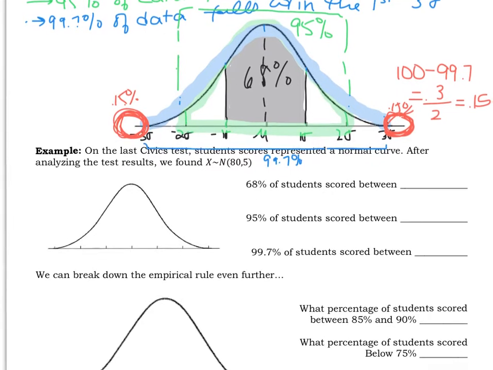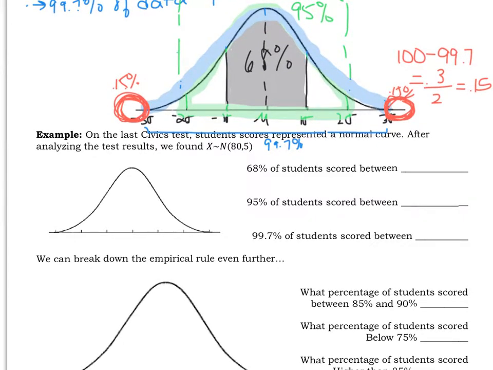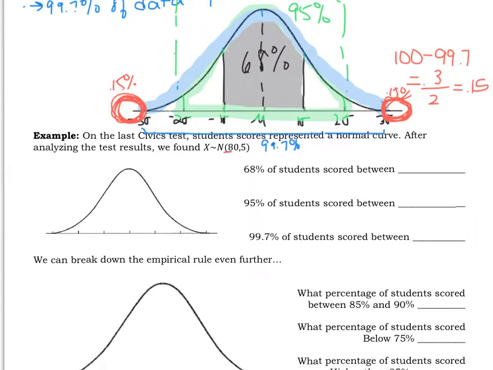So let's check this example. On the last civics test, student scores represented a normal curve. After analyzing the test results, we found that X is approximately normal with a mean of 80 and a standard deviation of 5. Remember, the first number is the mean, the second number is the standard deviation. I'm going to draw my bell curve because that always helps me. 80 goes in the middle, then 85, 90, 95 to the right, and 75, 70, and 65 to the left.